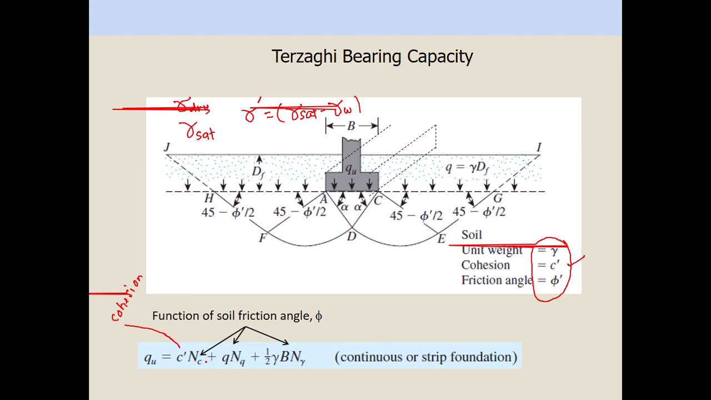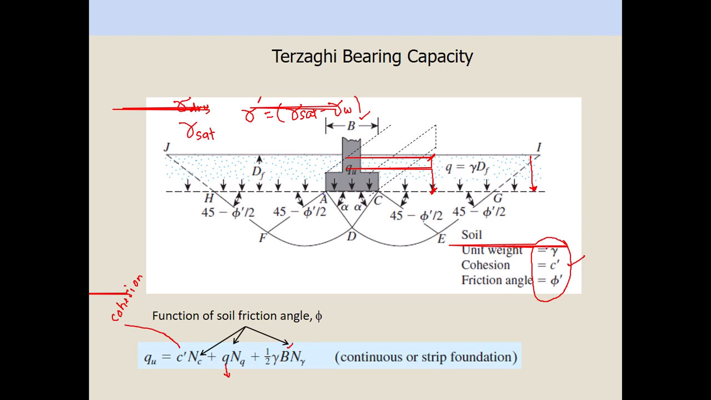You have to know the width of the foundation, B. And you have to know q, the surcharge, from the ground surface to the base of the foundation, from here to here. So what is the surcharge? Surcharge is equal to the unit weight of this material times Df. This is Df, the depth of embedment, from the ground surface to the base of the foundation.